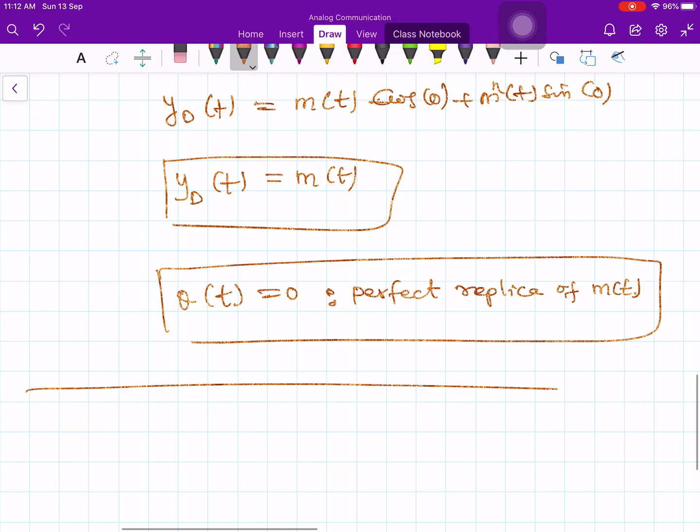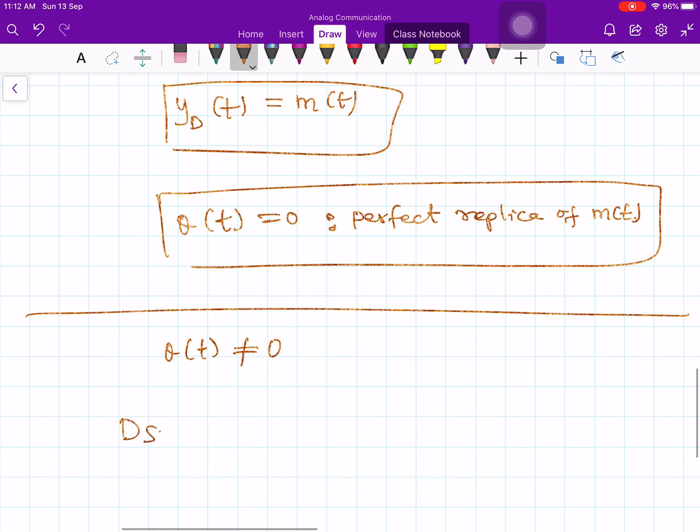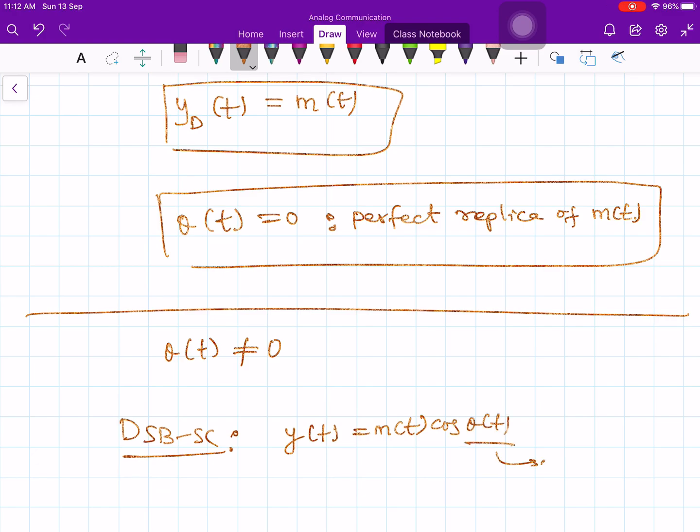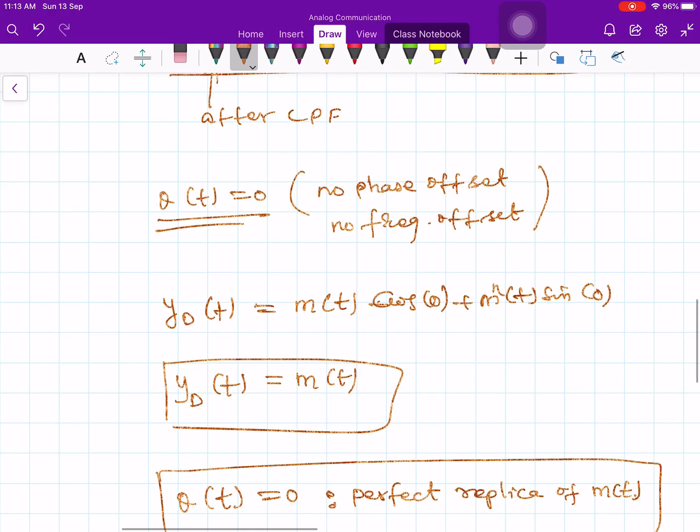Now next let us consider if theta of t is not equal to 0. Then you have a problem, a highly distorted signal. If you recall, in DSB-SC we had y of t equal to m of t times cos of theta of t. If theta of t is equal to 0, no problem. If theta of t is equal to pi by 2, then this m of t will be 0. But in SSB, in addition to this m of t cos theta of t, you have one more term, m cap of t sin theta of t.